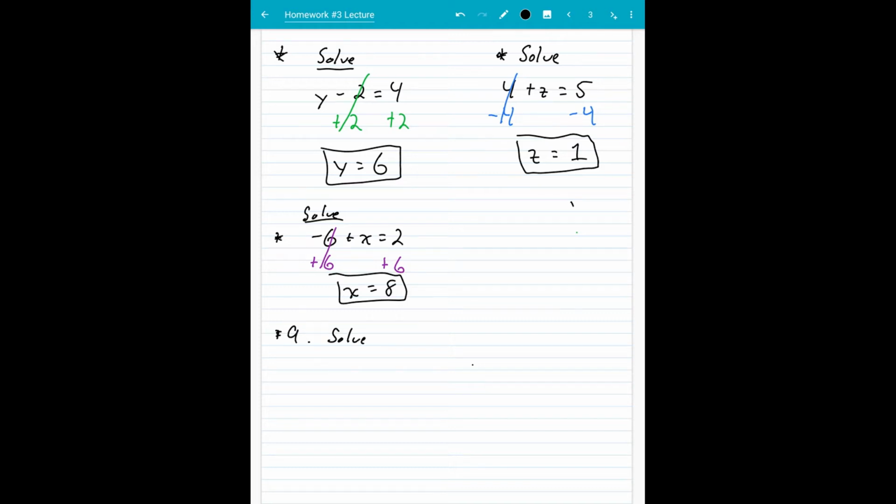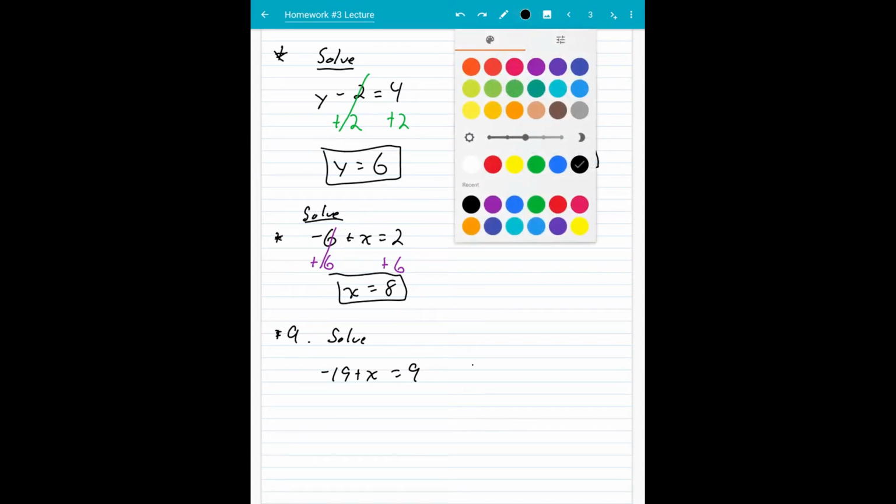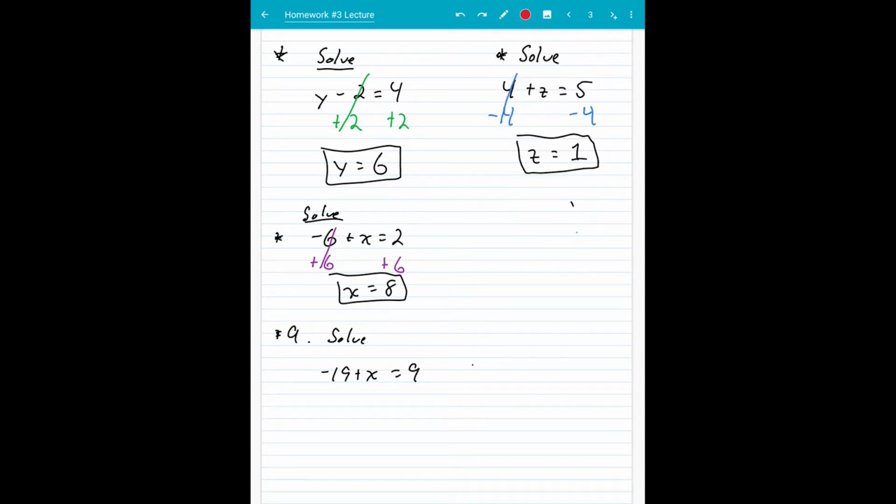And it wants us to solve negative 19 plus x equals 9. This is just like my above example. If we need to get x by itself, we need to get rid of the negative 19. To get rid of a negative 19, we're going to go ahead and add 19 on both sides. Those cancel out. You're left with x equals 28. And that's your answer.